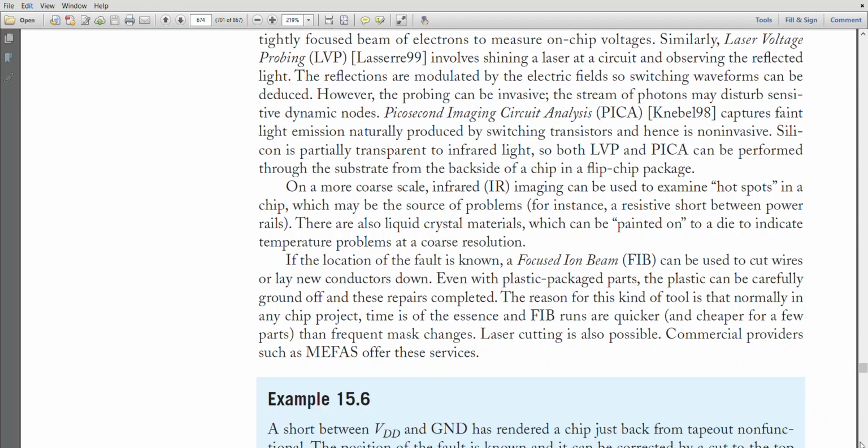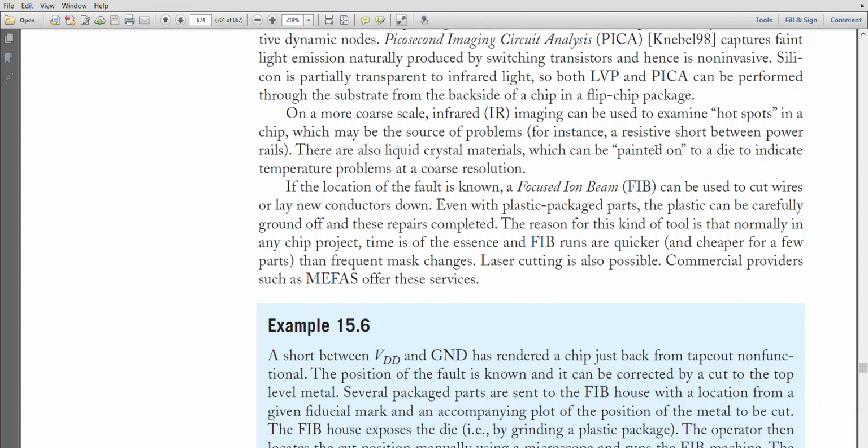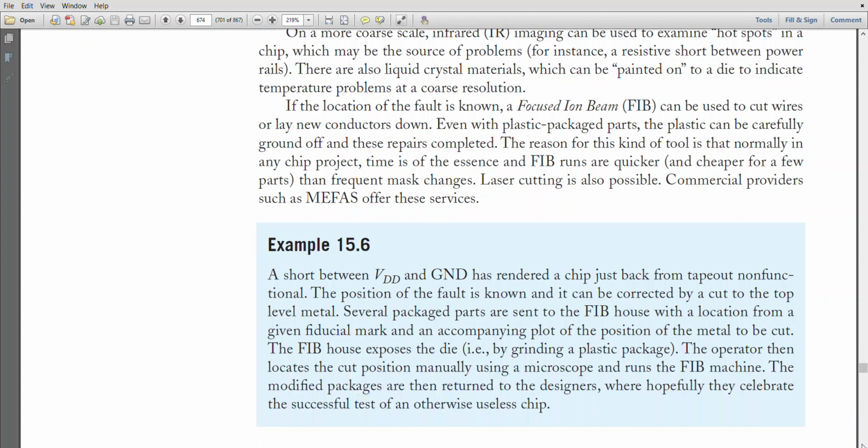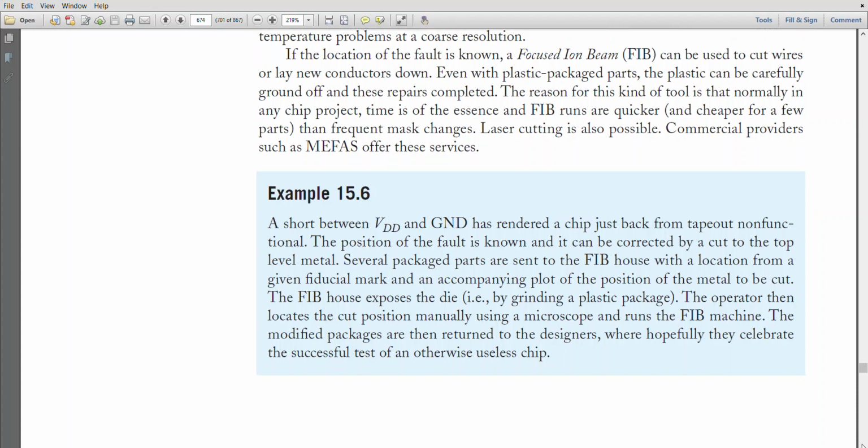If the location of the fault is known, focused ion beam can also be used to cut wires or lay new conductors down. Even with plastic package parts, the plastic can be carefully ground off and these repairs completed. The reason for this kind of tool normally is any chip project. Time is of the essence and FIB runs are quicker than frequent mask changes. Laser cutting is also possible. Commercial providers such as MEFAS offer these services.